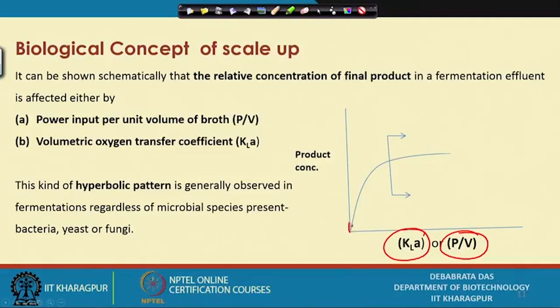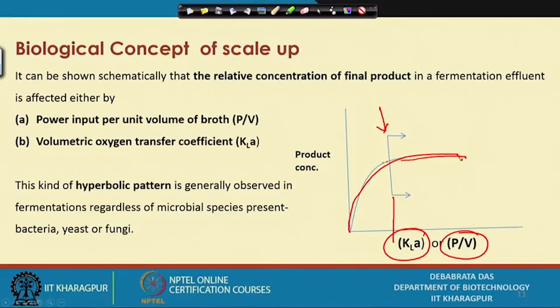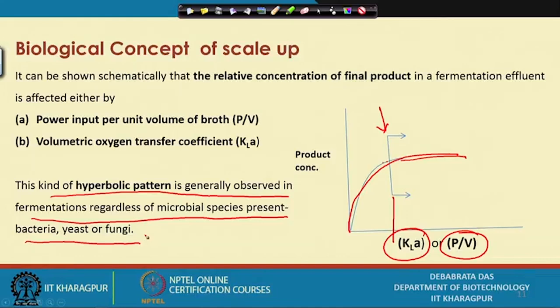As it increases, your product concentration increases, then it attains a plateau. So I conclude that after this power, your product concentration remains constant. The more power you spend, the more money you have to spend on the process, so it will be more expensive. So the biological concept is: what is the minimum power required to get the maximum amount of product. This kind of hyperbolic pattern is generally observed in fermentation regardless of the microbial species, be it bacteria, yeast or fungi.